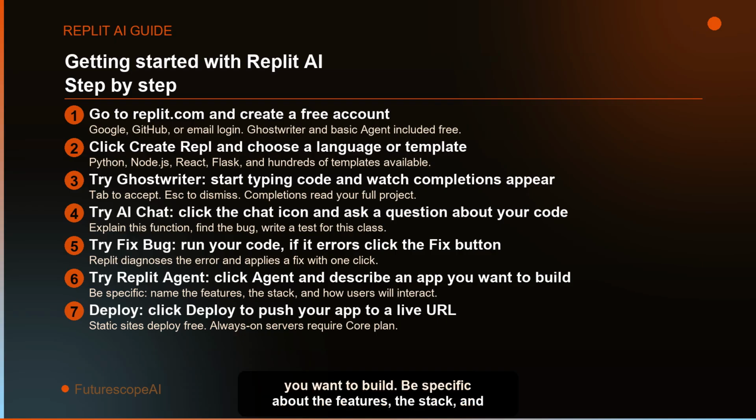Step 5. Try Fix Bug. Run your code, and if it throws an error, click the AI Fix button. Replit diagnoses and applies a fix with one click. Step 6. Try Replit Agent. Click the agent icon and describe an application you want to build. Be specific about the features, the stack, and how a user will interact with it. Step 7. Deploy. Static sites deploy on the free plan. Always-on servers that stay running require the core plan.